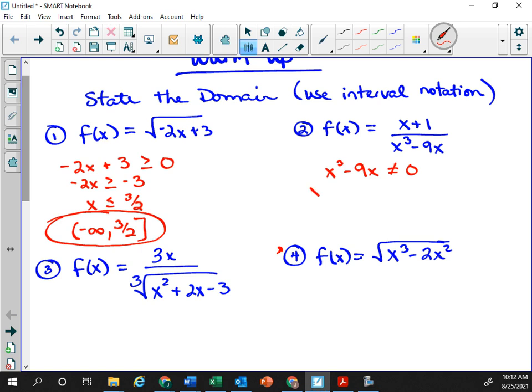I could factor out an x. I have x squared. Does it seem easier now? Yeah. Okay, good. So 0. So x cannot equal 0 or positive or negative 3.